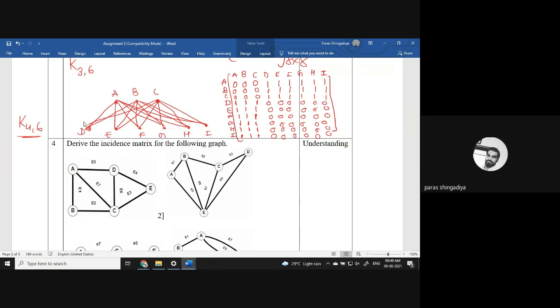Is there any doubt in the derivation of the adjacency matrix? Any confusion? You can practice some more examples also. If more practice is required, just take any of the standard graphs, either K6, K3, K4, K9, K23, K35. Any data you can consider in place of that and derive its answer. Any query now?